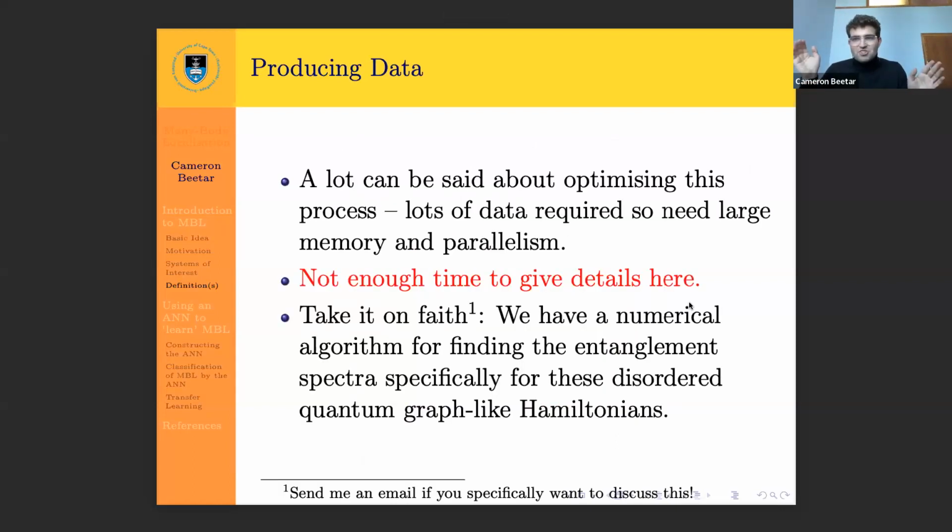Then finally, there's something which I'm very quickly brushing over, which is how we actually get the entanglement spectrum out, how we code the Hamiltonians, and do the numerics for getting the entanglement entropy out. I'm just going to say that there's not enough time to give details here. These systems require lots of memory and parallelism, so there's lots we can talk about there. I'm not going to talk about it now, but take it on faith, and send me an email if you don't believe me or if you want to discuss it. We have the numerics to produce these entanglement spectra for these quantum graph-like Hamiltonians.